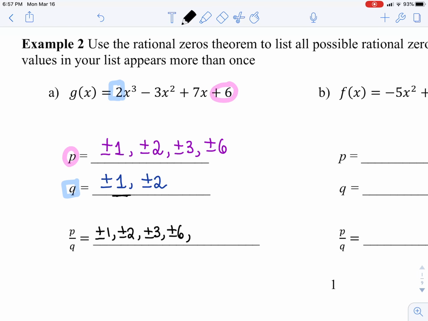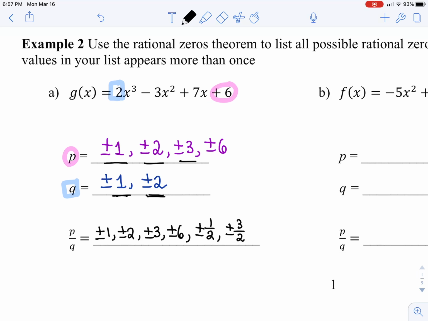And now let's do the fraction, okay? The first number, I'm going to divide 1 over 2. I'll get plus or minus 1 over 2. Next, 2 over 2. Well, that's just going to simplify to 1. 3 over 2, I don't have that listed already, so let me write down plus or minus 3 over 2. And the very last one, 6 divided by 2 is 3, and we have that listed there, so that's it. That's it for my list.